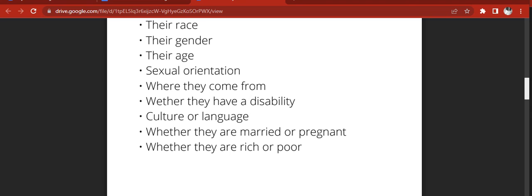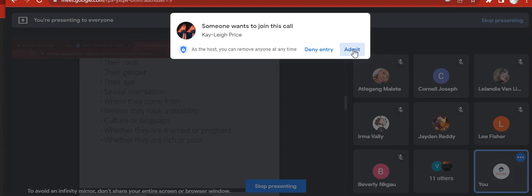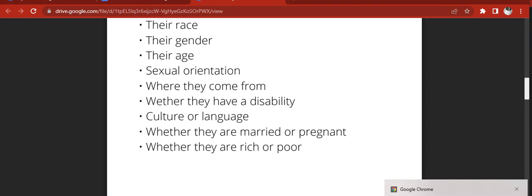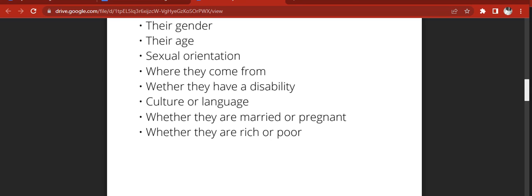So sometimes people get discriminated against maybe because they are infertile and cannot have kids, or they have kids and they are unmarried. So people should not discriminate against that. It's one of the values that's outlined in the constitution. And then the last one is whether they are rich or poor. Sometimes people actually get discriminated against because they're poor.